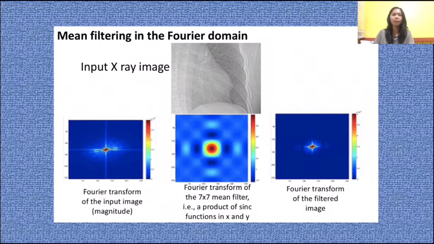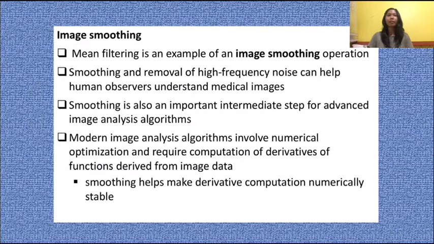And the picture at the right is the Fourier transform of the filtered image. Image smoothing. Mean filtering is an example of an image smoothing operation. Smoothing and removal of high frequency noise can help human observers understand medical images. Smoothing is also an important intermediate step for advanced image analysis algorithms.